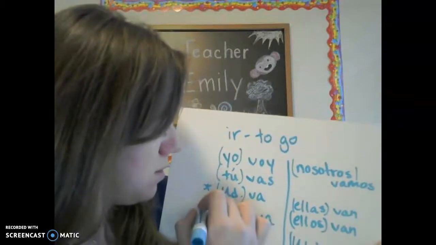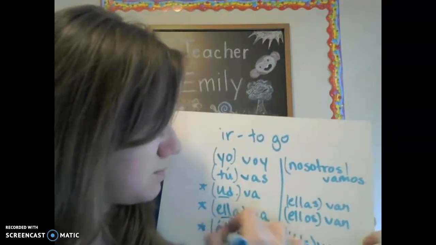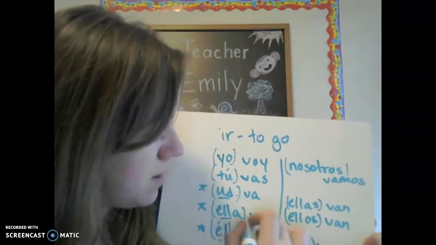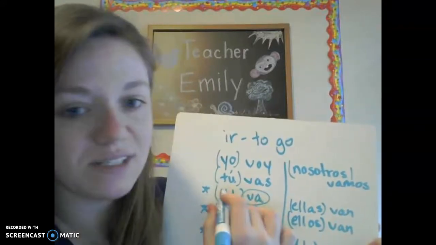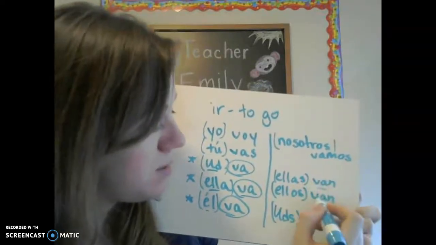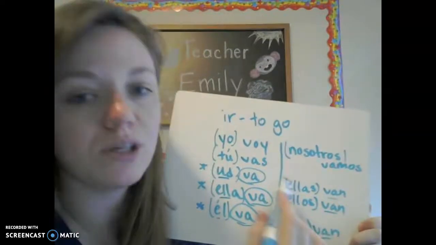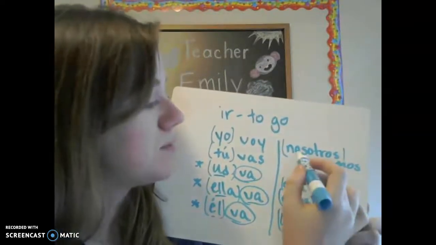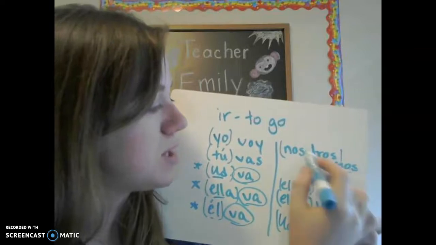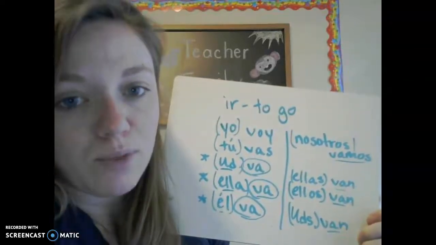These three, most of the time, native speakers will include the subject, because va is the same conjugation for all three of these different subjects. Same with these over here. Van, you can see, is the same for all of these three subjects, so usually you would include that. However, with nosotros, vamos is the only conjugation with nosotros, so you can just say vamos.